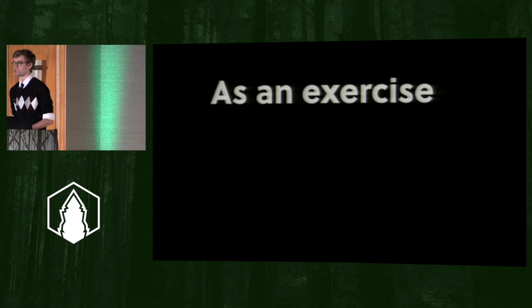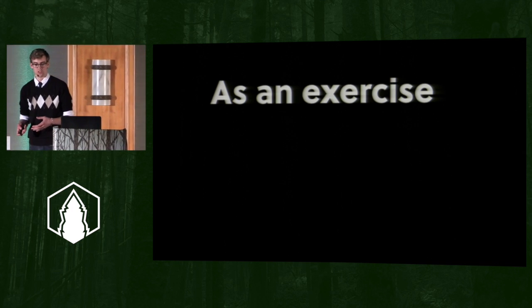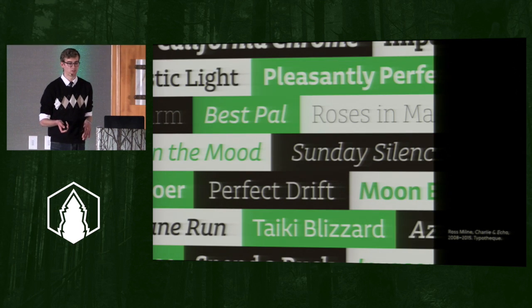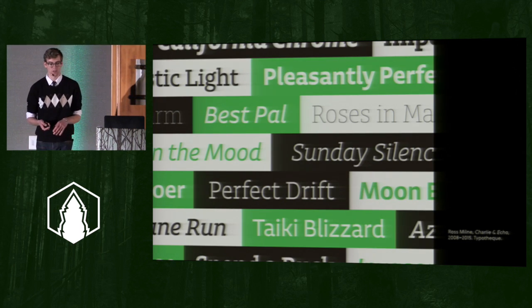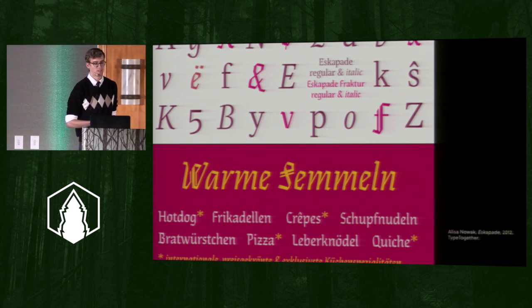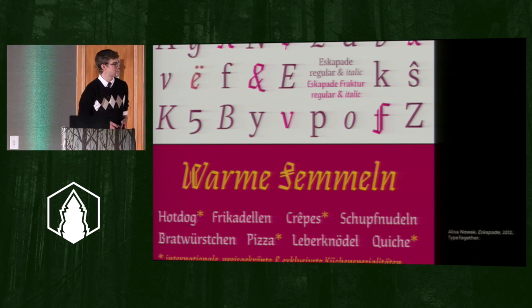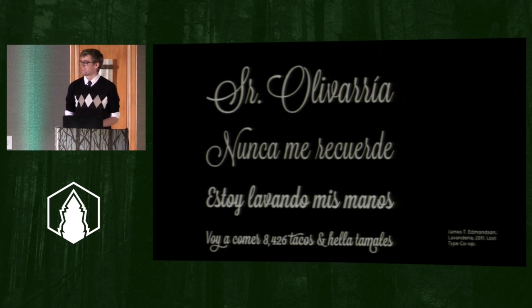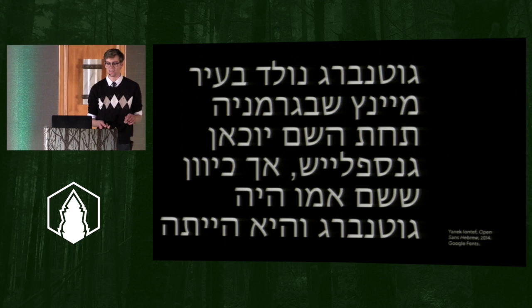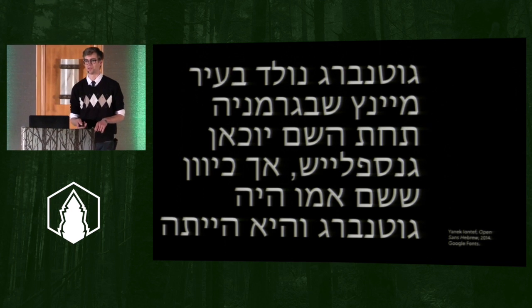And as an exercise, I just wanted to show you some of the things you could do when you're trying to request fonts from various services. So let's load in Ross Milne's Charlie and Echo from Typotheque, Nadine Chahine's Frutiger Arabic from Fonts.com, Elisa Nowak's Escapade from TypeTogether via Typekit, James T. Edmondson's Lavanderia from Lost Type, which we'll self-host, and then Yannick Youssef's Open Sans Hebrew from Google Fonts.